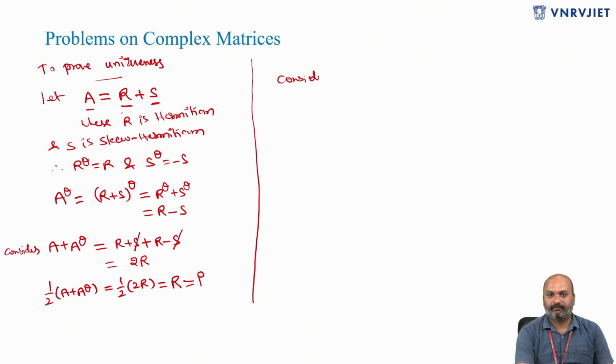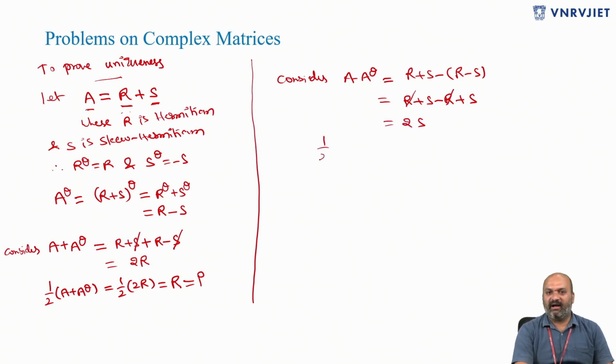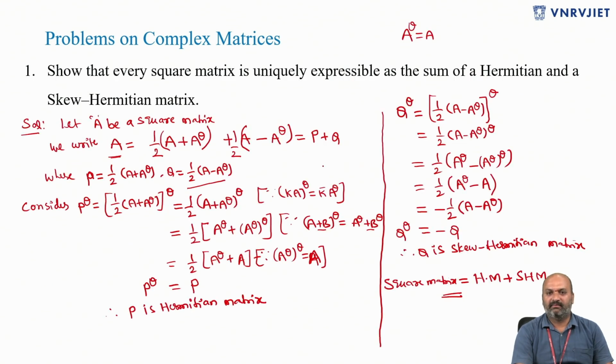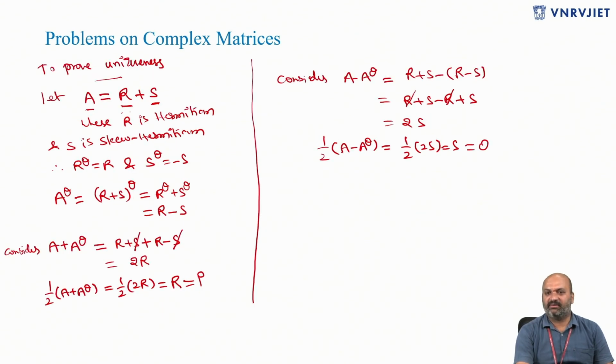Similarly, consider A minus A theta. A is R plus S, minus A theta, which is R minus S. That is R plus S minus R, minus into minus plus S. So plus R minus R gets cancelled, which is 2S. Now if you make it half, that is half of (A minus A theta), which equals half of 2S, which equals S. We know that half of (A minus A theta) is Q. Therefore, S equals Q.